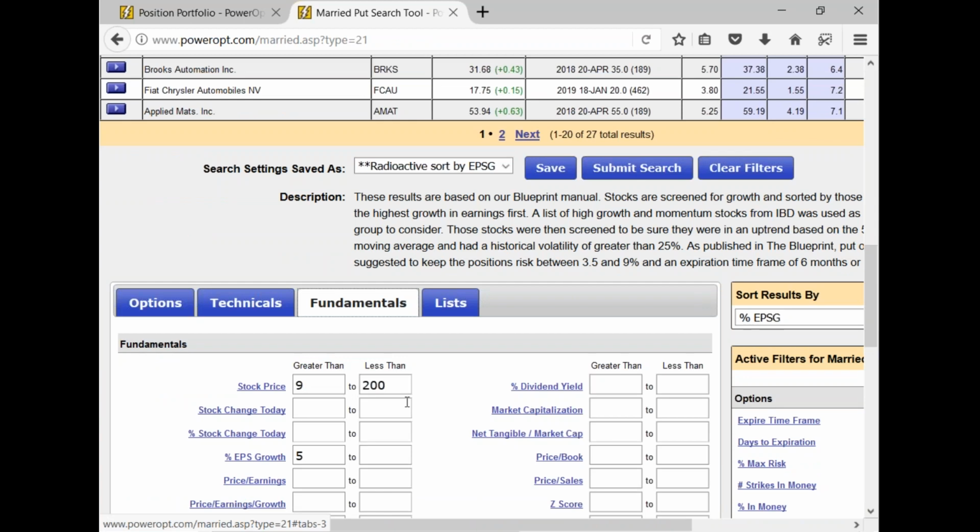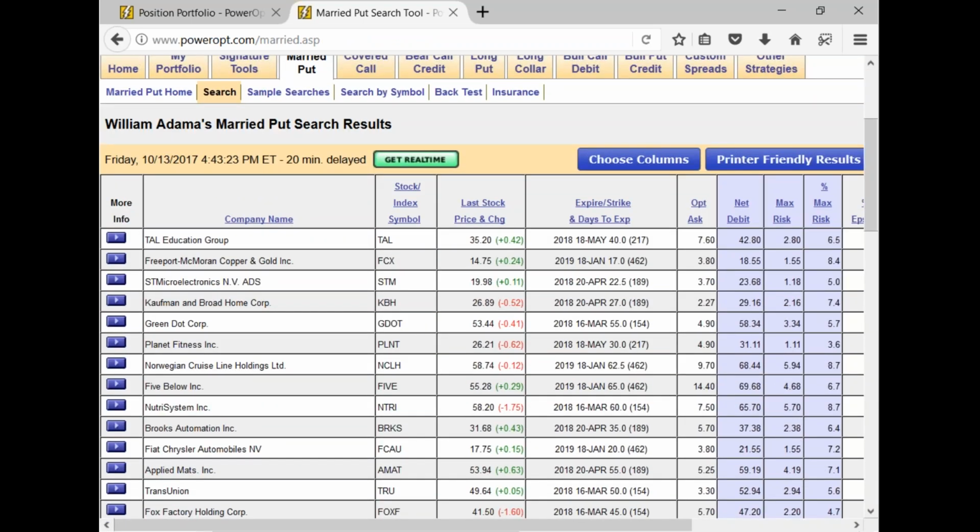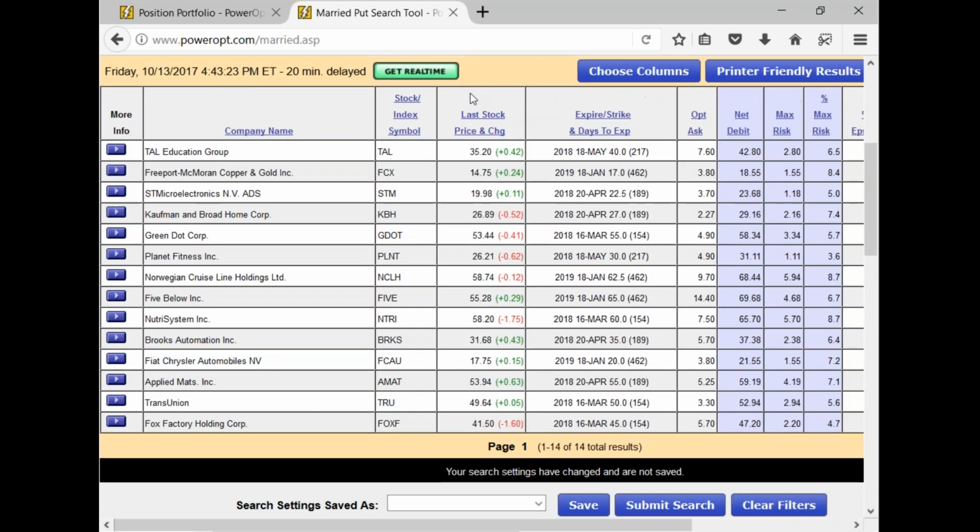Well, the first thing I'm going to do is go to fundamentals, and I have to have it match my stock price requirements for my account size. That narrowed it down to 14. So I'm going to pick the one that I'm already in. Planet Fitness is a married put, by the way. I was looking at TAL, as I mentioned. Ernie's in FCX for the Fusion portfolio. He might also be in Five Below, I think. And of course, AMAT is always an interesting one too.